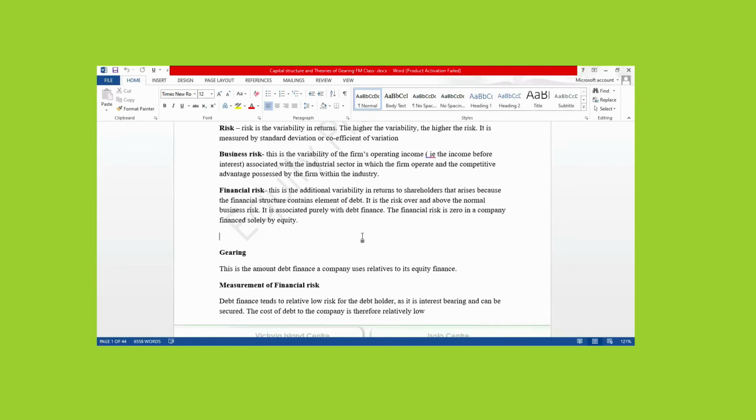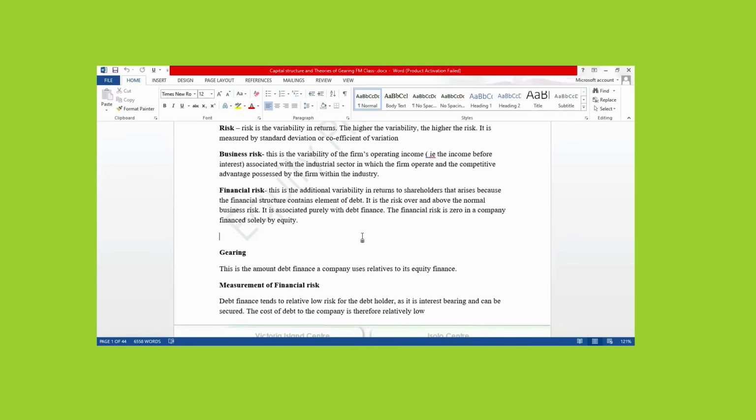I said your gearing measures the ratio of debt capital to equity capital. That is one. I also said it measures the ratio of long-term debt to shareholders' fund. I also said gearing measures the extent to which a company is financed by debt capital in the company's capital structure, the percentage of debt capital in the company's capital structure. We are still coming to measurements.